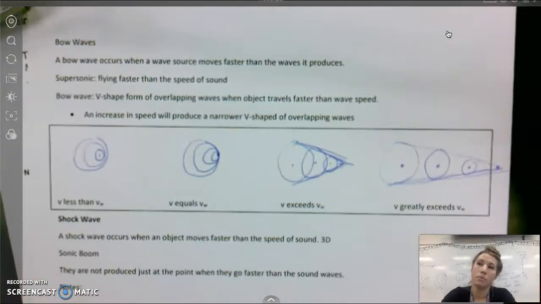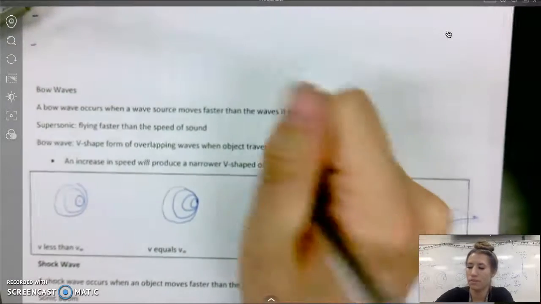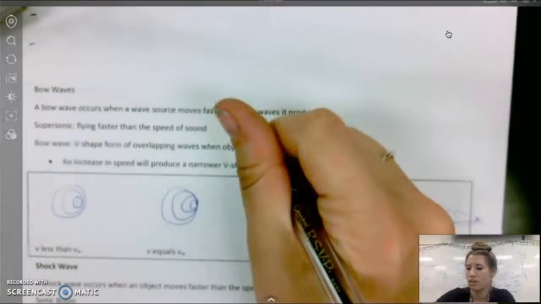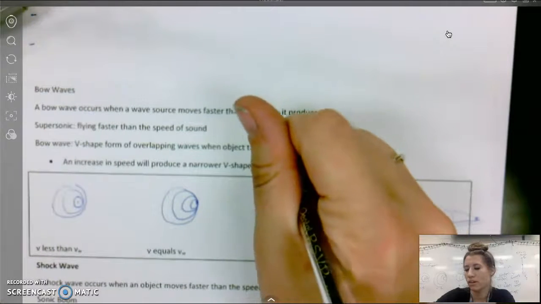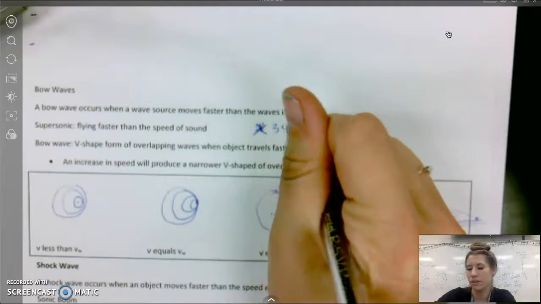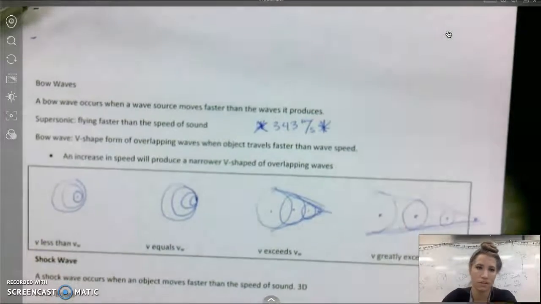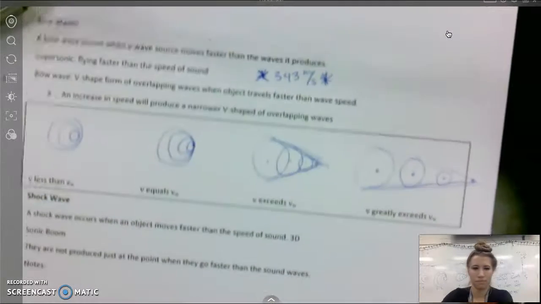Okay, supersonic, greater than sonic sound, so traveling at a velocity greater than sound. And just a reminder, and if this doesn't come right to mind, make another note of this. Sound travels through air at 343 meters per second. Okay, so an object traveling faster than that. Okay, shockwave.